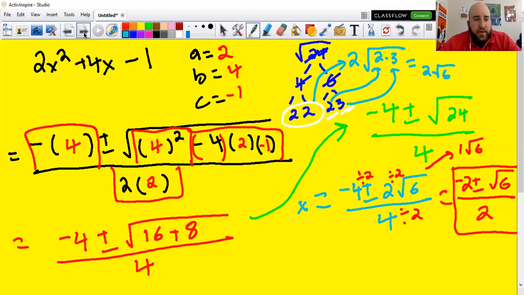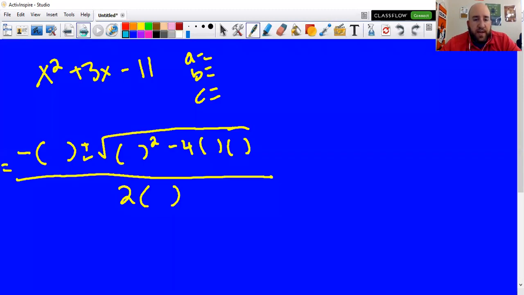All right, problem 3. This is going to be the short one, the one y'all are going to say, why can't they all be like that, Coach Scharf? So, let me try to go to color skin show. I think the white shows up pretty good here. All right, x squared plus 3x minus 11. A is 1, B is 3, C is -11. Again, a problem we did in class.